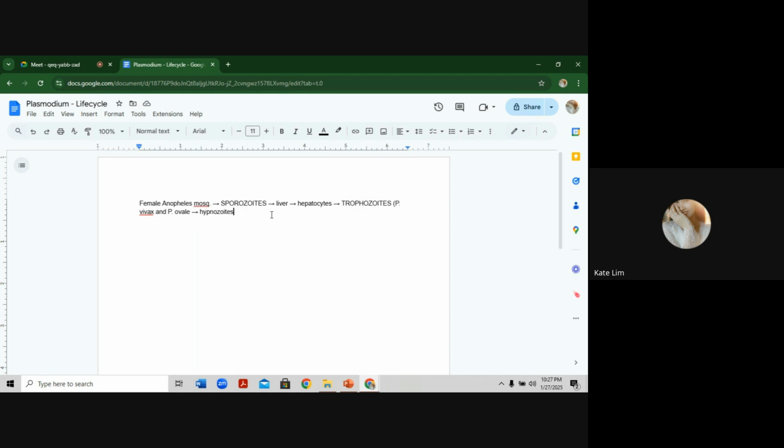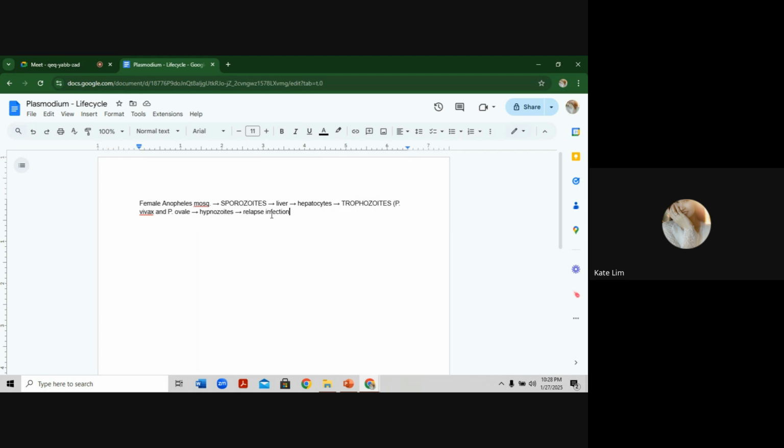And this reactivation of the hypnozoites is what we call a relapse infection. Relapse infection is very common to and applicable to Plasmodium vivax and Plasmodium ovale. This is, by the way, particularly dangerous because a person who has recovered from a malarial infection can experience a relapse months or even years later.